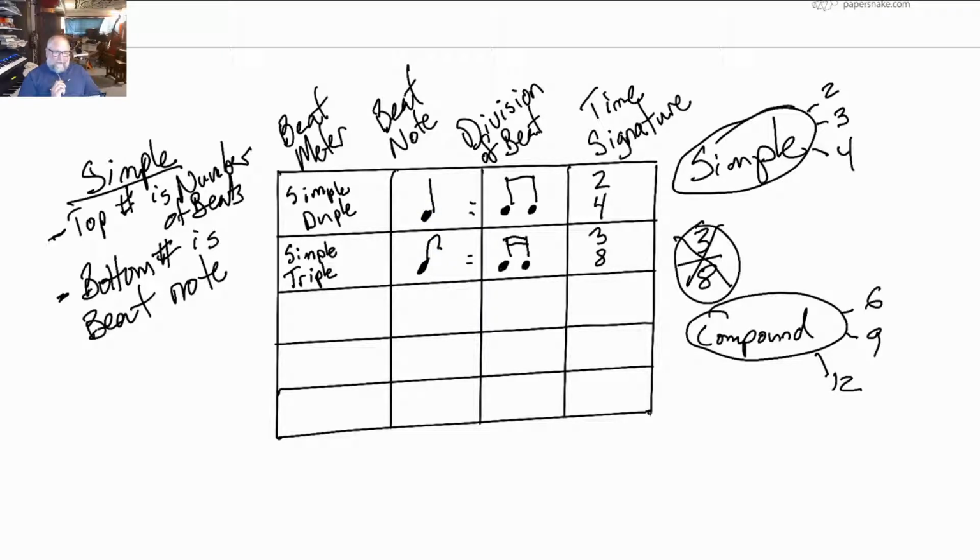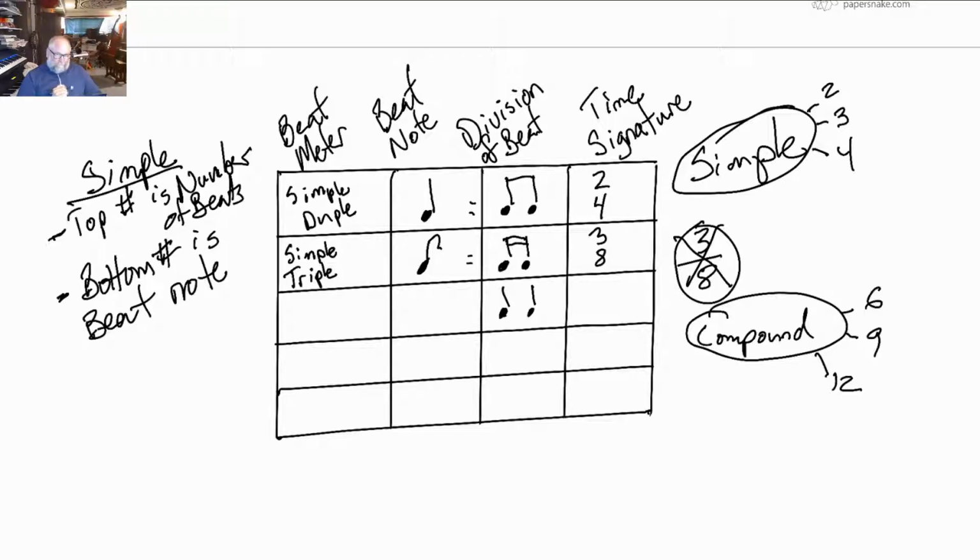Okay, there we go. That's the second one. The third one, they only give us the division of the beat. They give us 2 quarter notes. All right, 2 quarter notes. So what can we do from there?